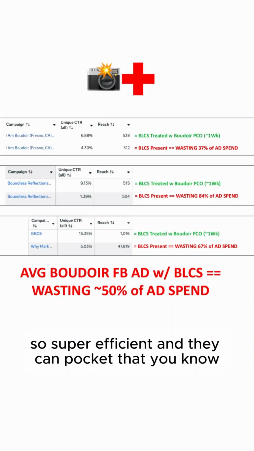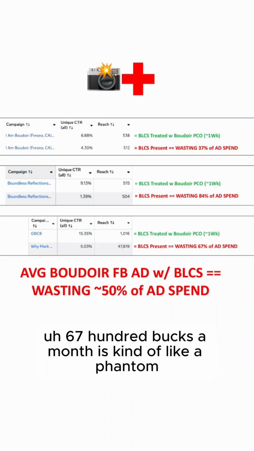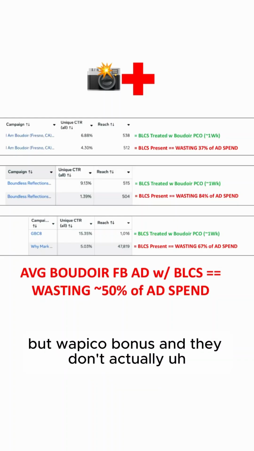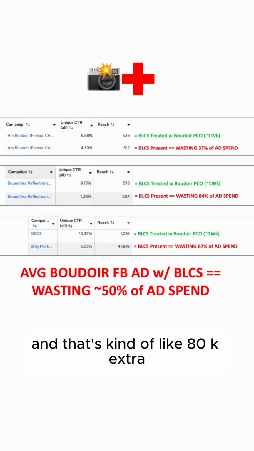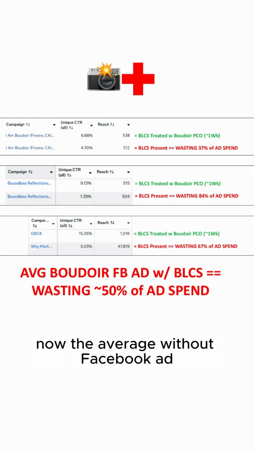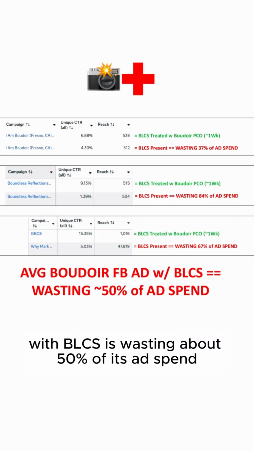So super efficient, and they can pocket that 6,700 bucks a month. It's kind of like a phantom profit, a phantom bonus, a Boudoir Pico bonus, and they don't actually need to do any extra work. That's kind of like 80K extra bonus profit at the end of the year. Now, the average boudoir Facebook ad with BLCS is wasting about 50% of its ad spend.